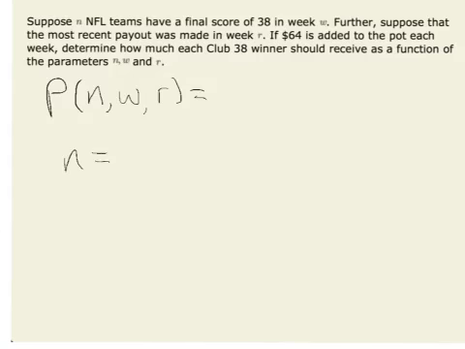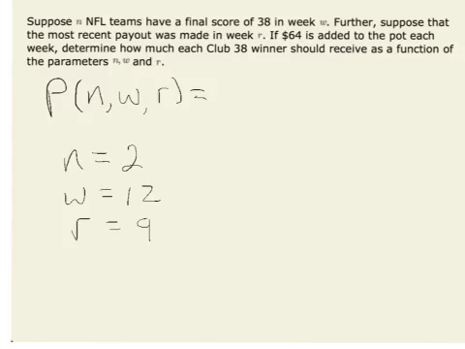So let's suppose for a minute that we have specific values here and see if we can figure it out that way. So let's suppose that this week two teams scored 38, and that it's week, let's say 12, and that the last payout was in week 9.